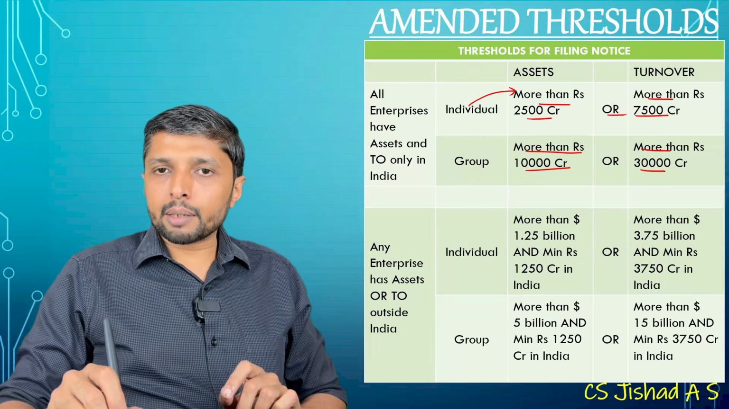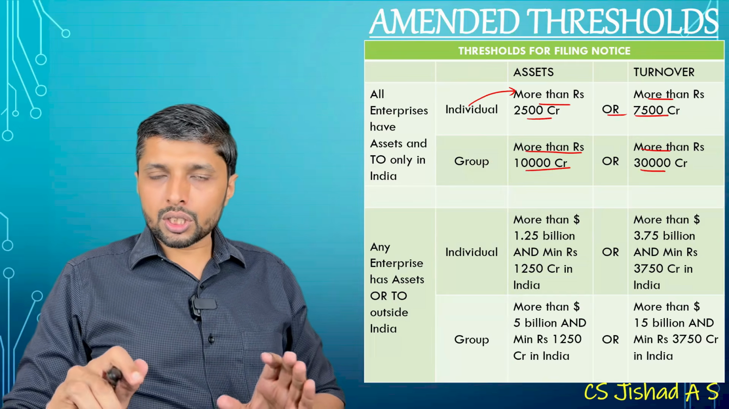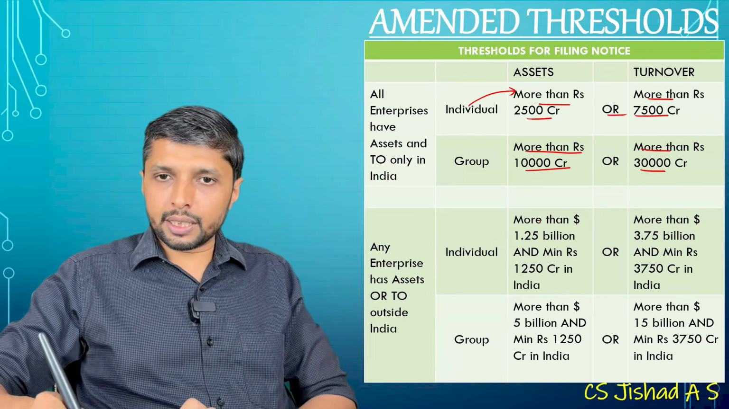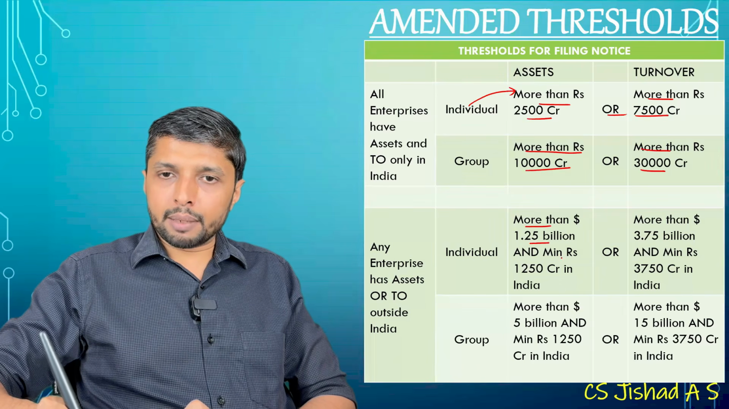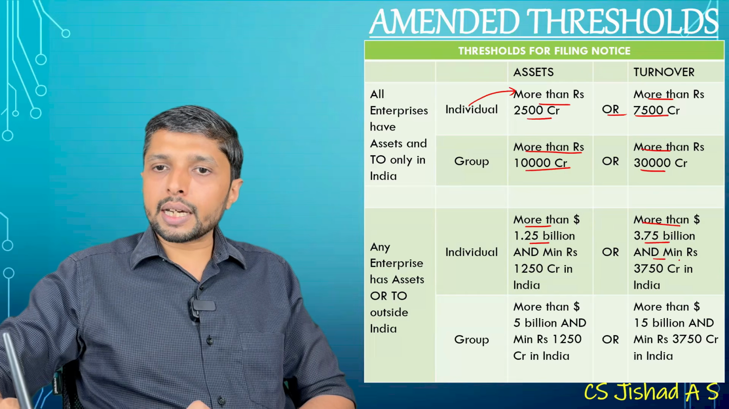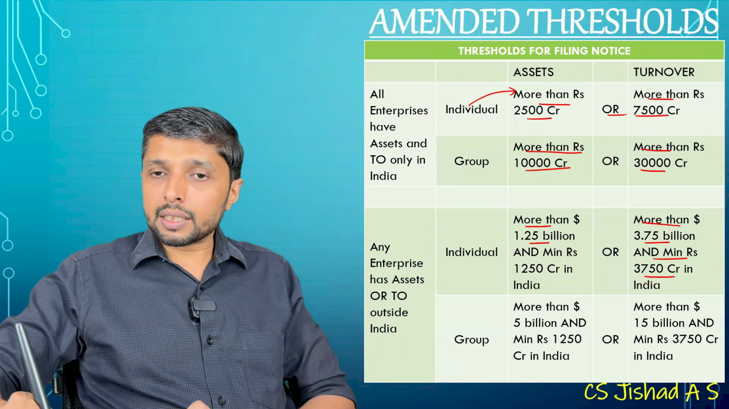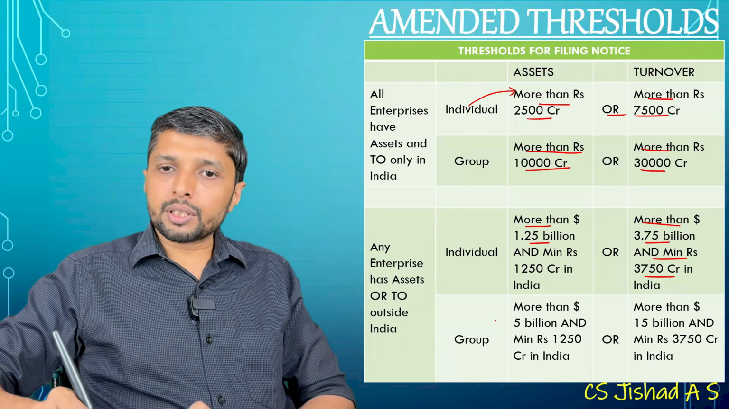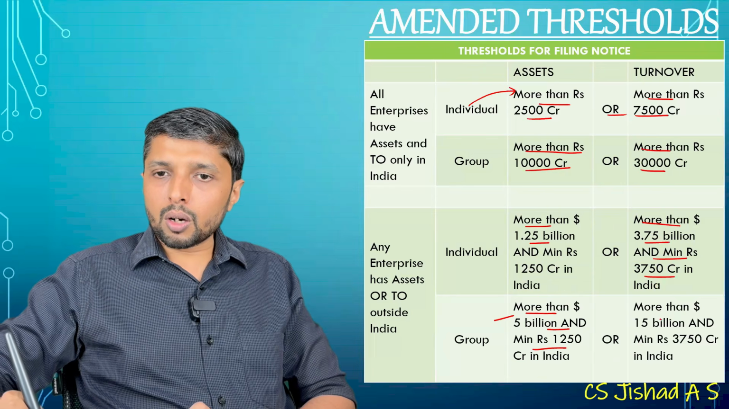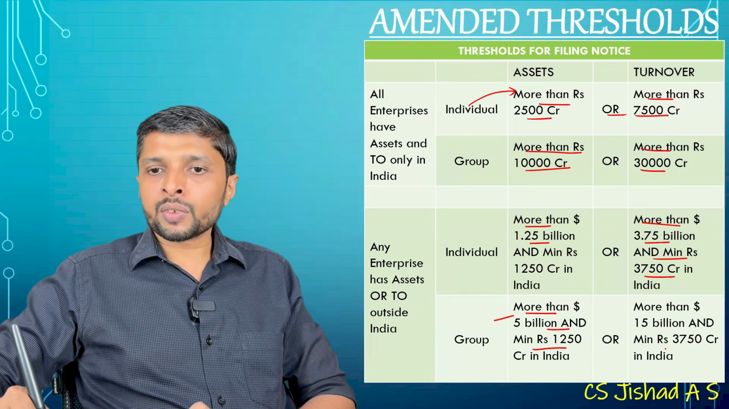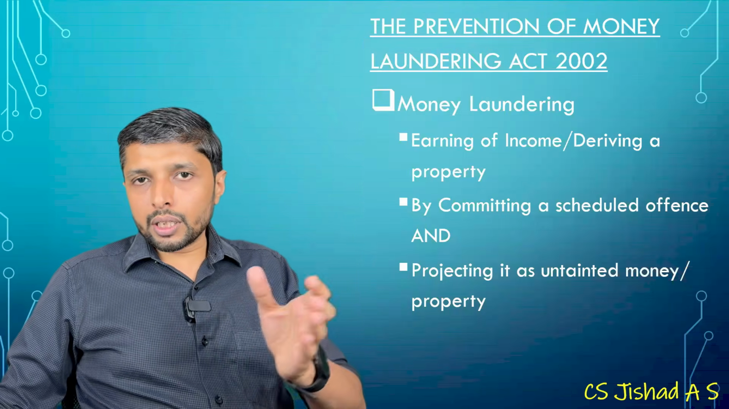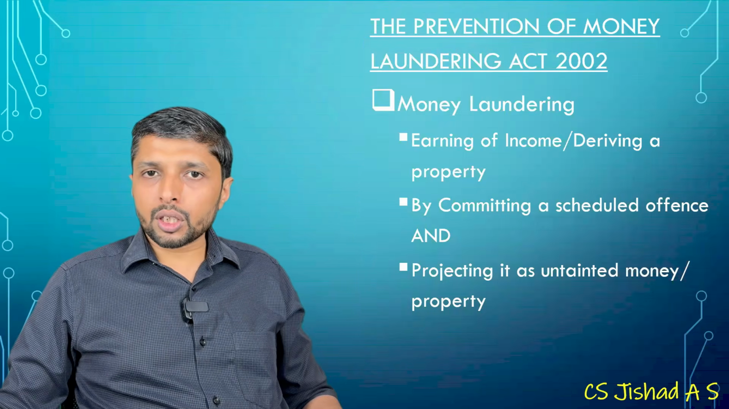If any of the enterprises which are getting merged has assets or turnover outside India, it will be in USD. So more than 1.25 billion and minimum 1,250 crore in India, or more than 3.75 billion and minimum 3750 crore in India. With respect to group, more than 5 billion and minimum 1,250 crore, or more than 15 billion and minimum 3750 crore in India. So we'll move to the provisions of prevention of money laundering.